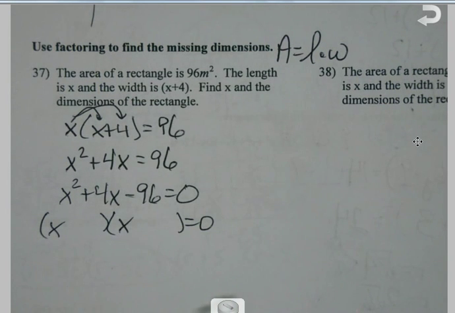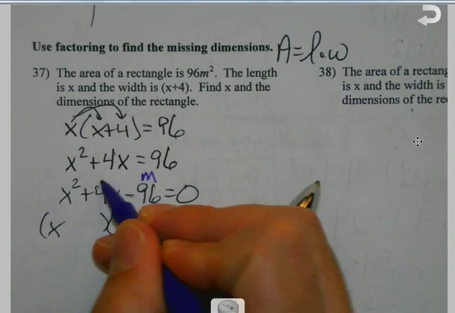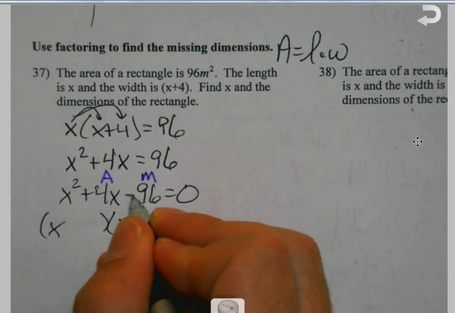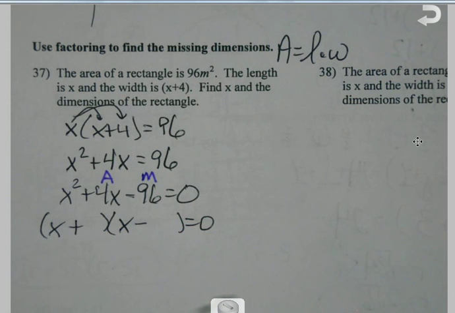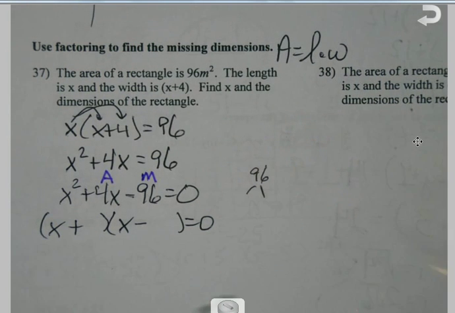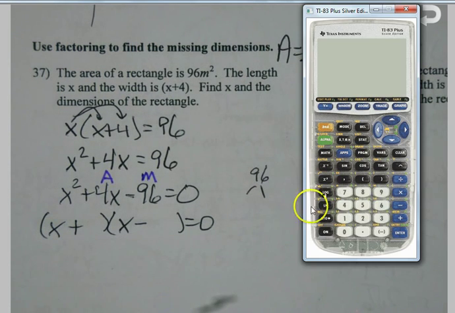And I just got to play on the calculator a little bit. So I'm like, okay, I need two numbers that multiply to negative 96 and add up to 4. Well, if they multiply to a negative, I know my product is going to be one positive and one negative. And I know they're going to be 4 apart from each other. So if I got to start playing a little bit with the calculator, nothing wrong with that.